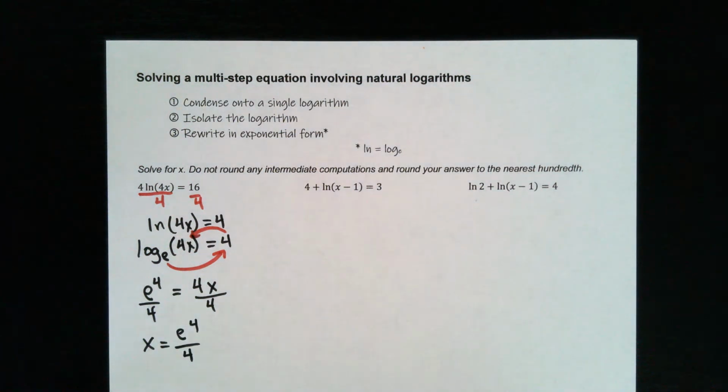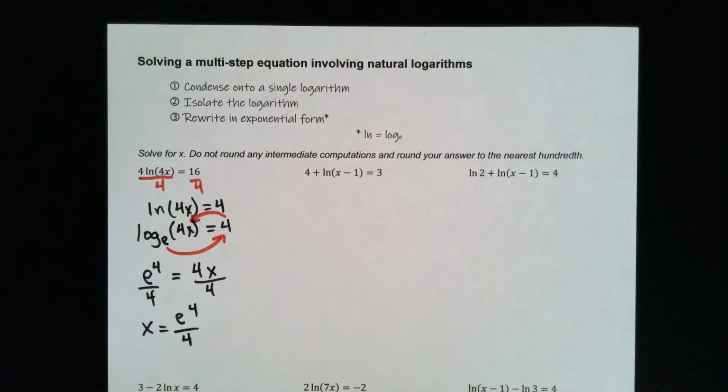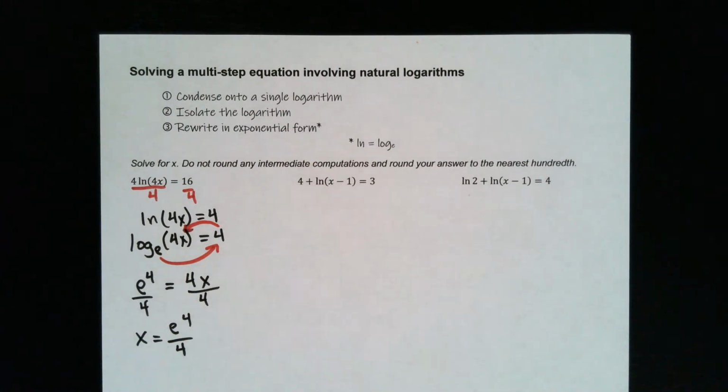Okay, you could put that in your calculator and get a decimal answer, but it won't be completely accurate because e is an irrational number. I mean, the decimal would go on forever if you try to put this into your calculator. So this is the best form right here. All right, let's look at the next one.